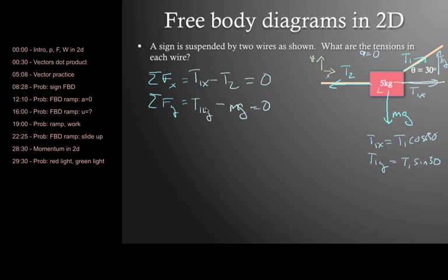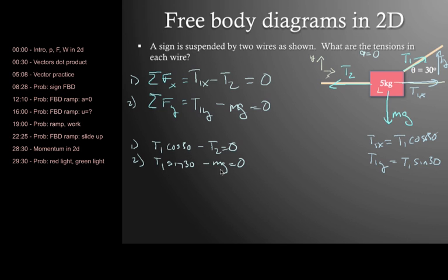So I need to plug in a few things before I can solve this, because right now I have 1, 2, 3 unknowns and only 2 equations. So I need to plug in these guys. So here's equation 1 and 2. Into 1, I'm just going to substitute T1 cosine 30 degrees minus T2 equals 0. And then into 2, I'm going to have T1 sine of 30 degrees minus mg equals 0.